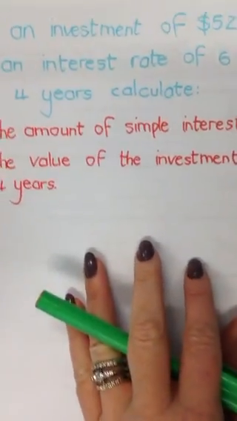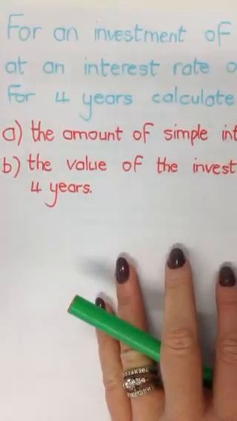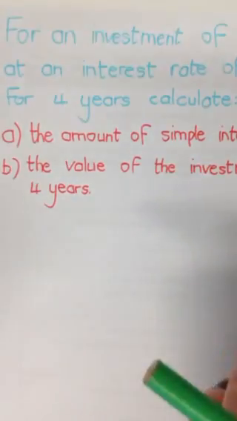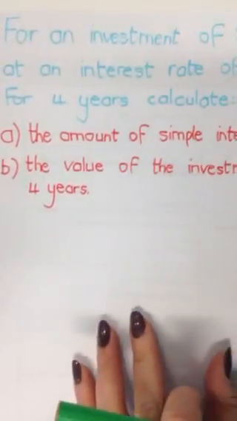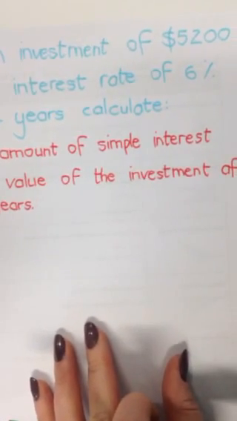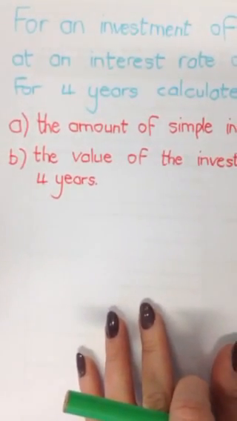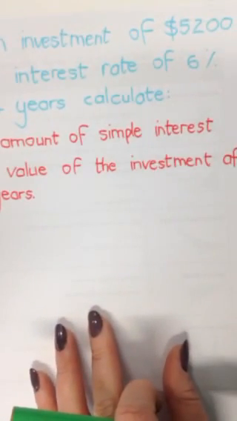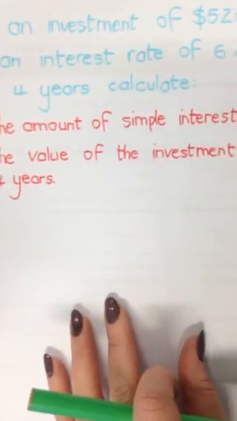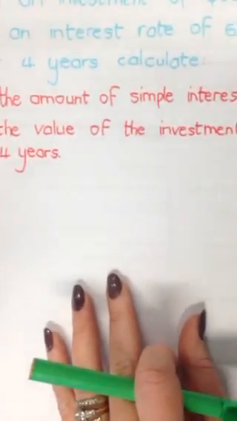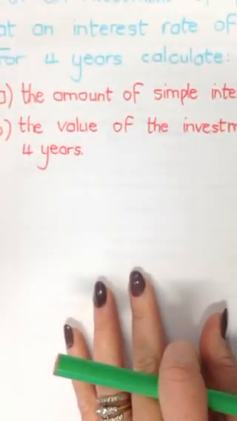All right. So what we're doing now is we're having a look at simple interest, calculating simple interest. So the question says, for an investment of $5,200 at an interest rate of 6% for 4 years, calculate. Right, the first question is the amount of simple interest.